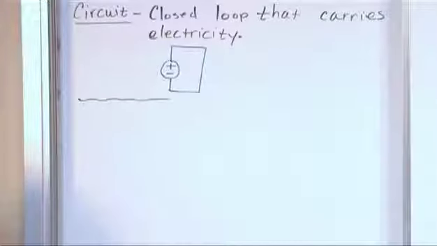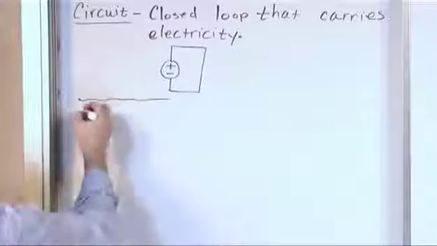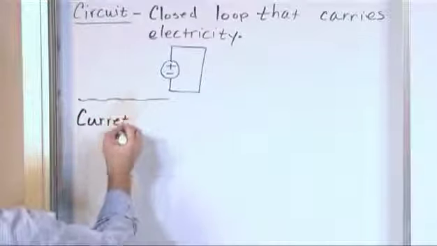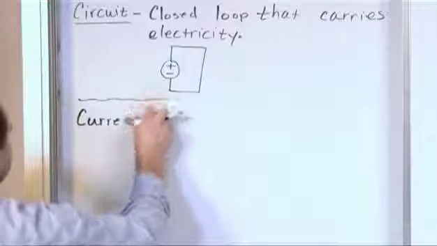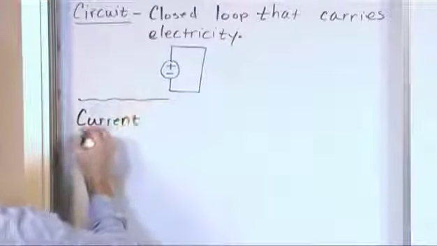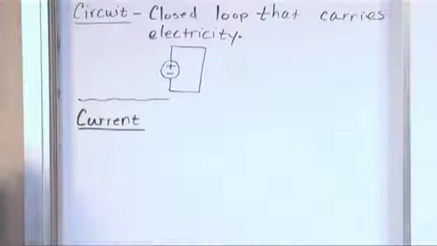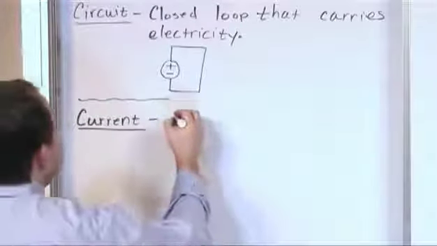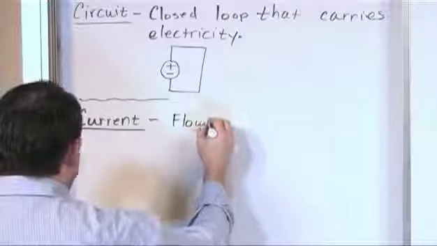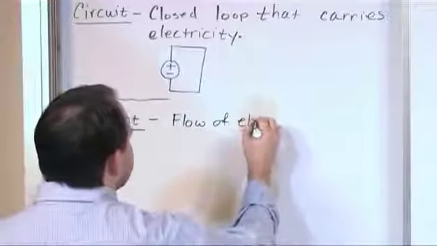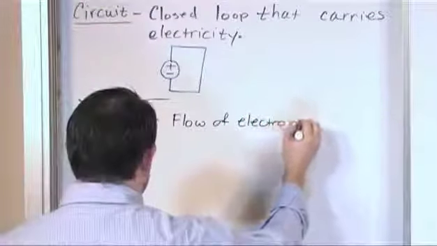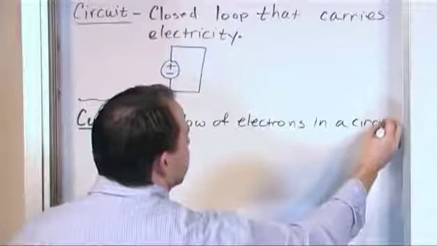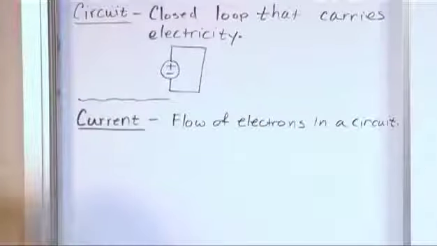Now let's get to something that's not quite so simple, but a lot of people still may understand this. What is current? When I say current, I mean electric current. You've got to learn how to spell current, first of all. What is electric current? The simplest definition to write down is that it is the flow of electrons in a circuit.